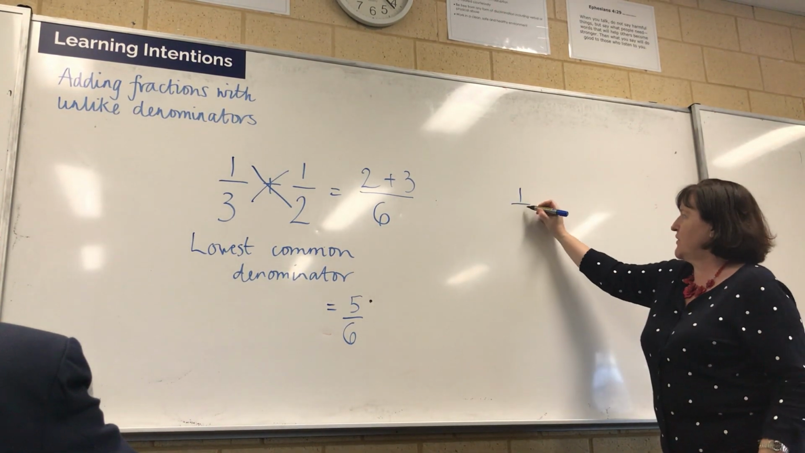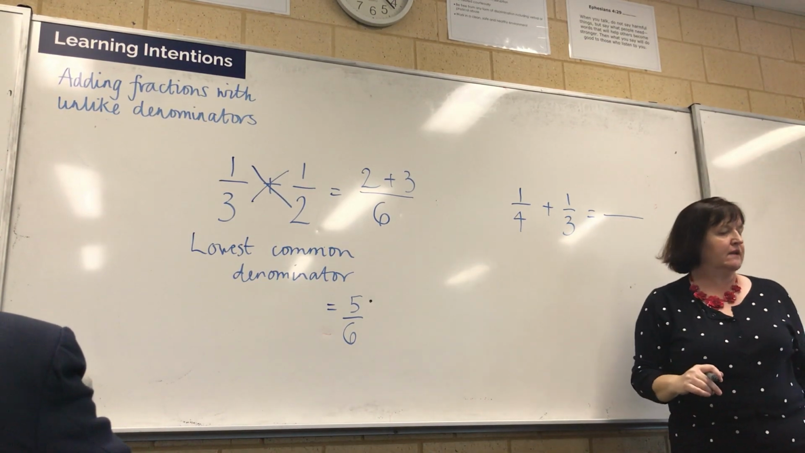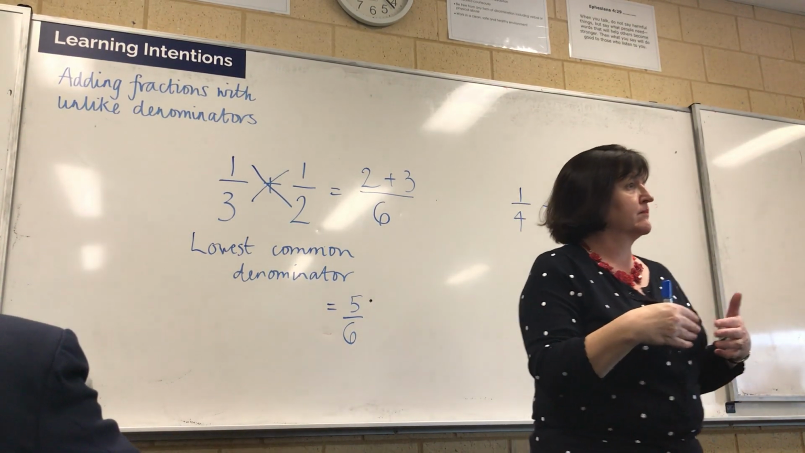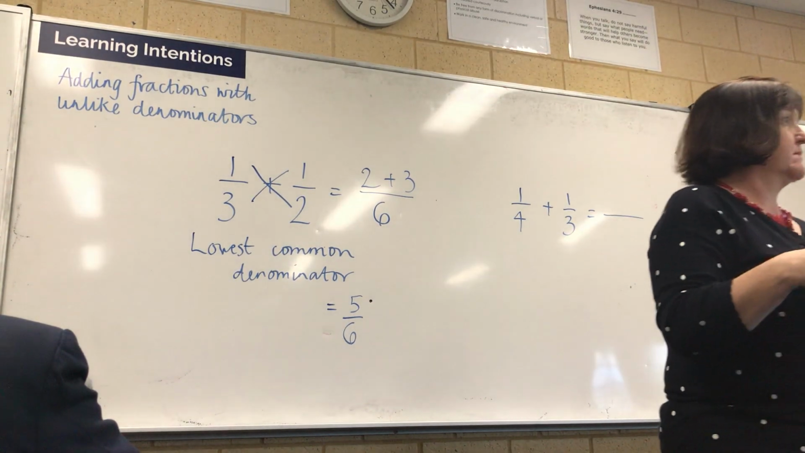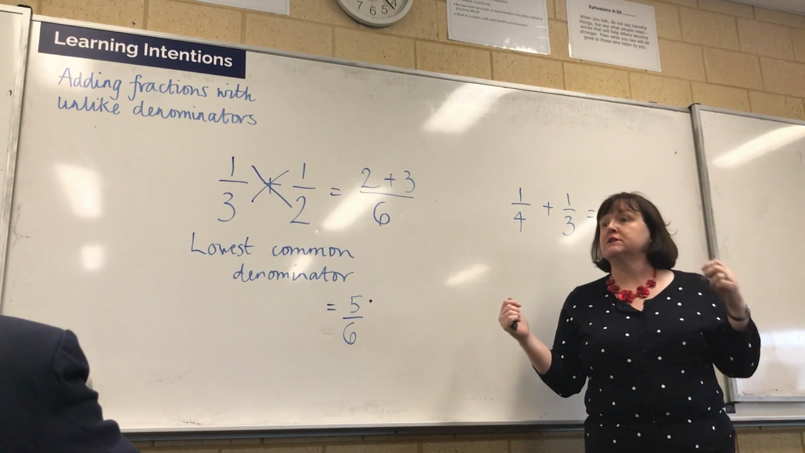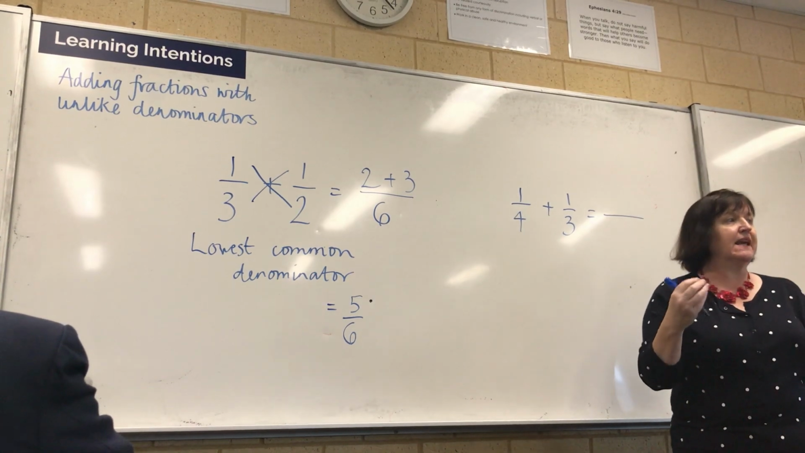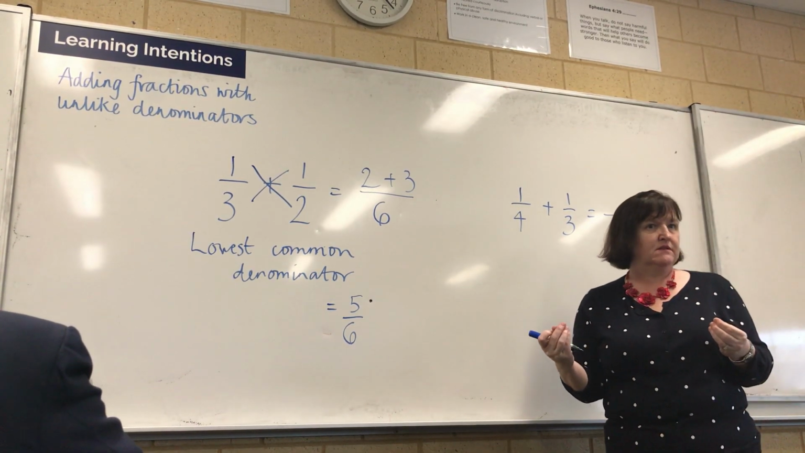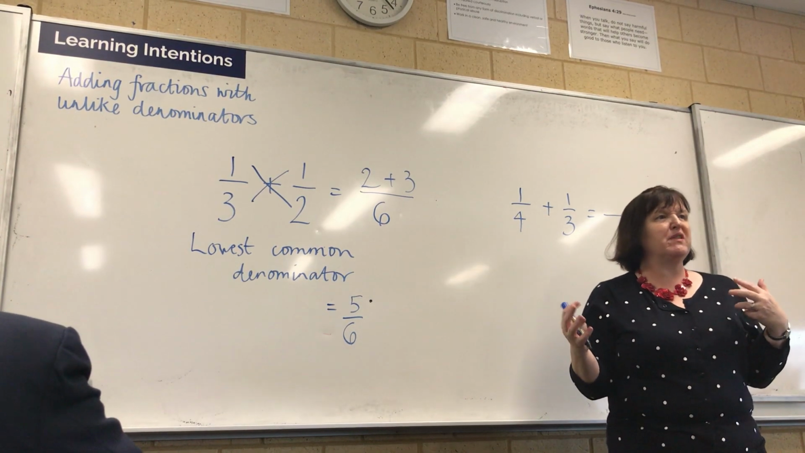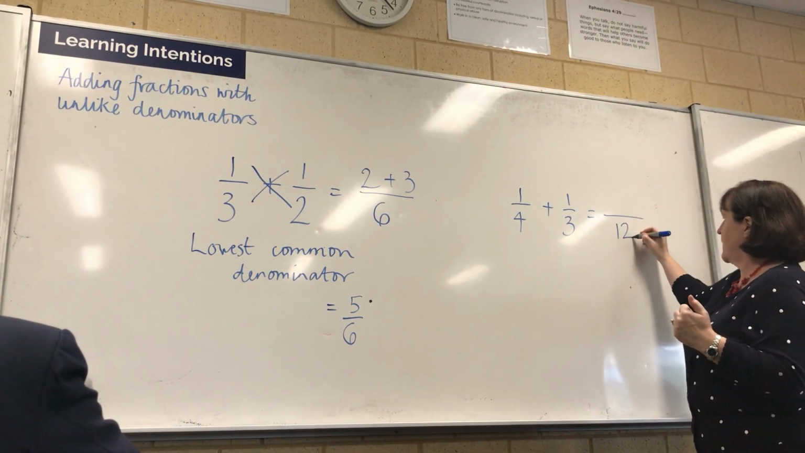Okay, let's do this one. Let's have a quarter add a third. Now, can we just add them together? We can't just add them together, can we? Why not? Because they've got different denominators. Well done, they've got different denominators. So we need to give them the same denominator. What do you think that denominator might be? What's a number that 4 and 3 divide into? Dane? 12. 12, yeah.